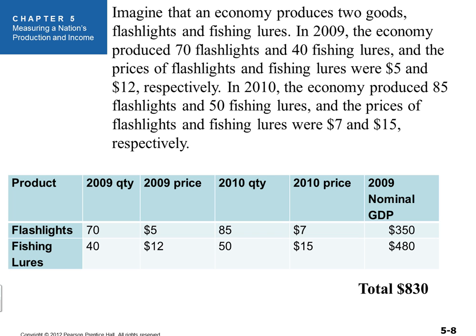Now that we've understood real versus nominal GDP, let's do an example so that we can see why it's important to distinguish between the two. So in this example, imagine that an economy produces two goods, flashlights and fishing lures.